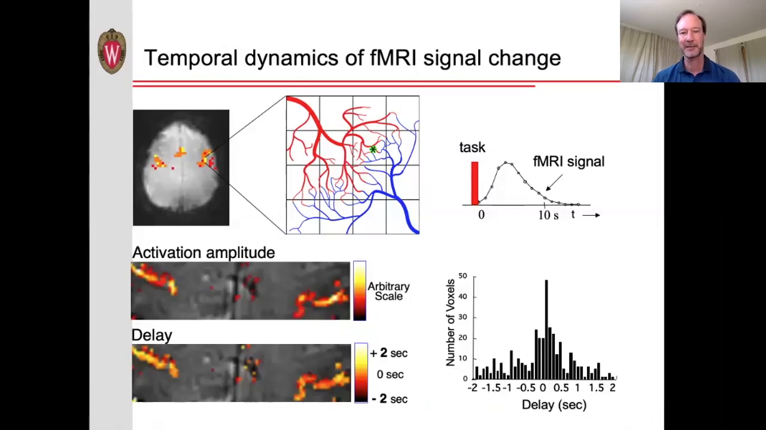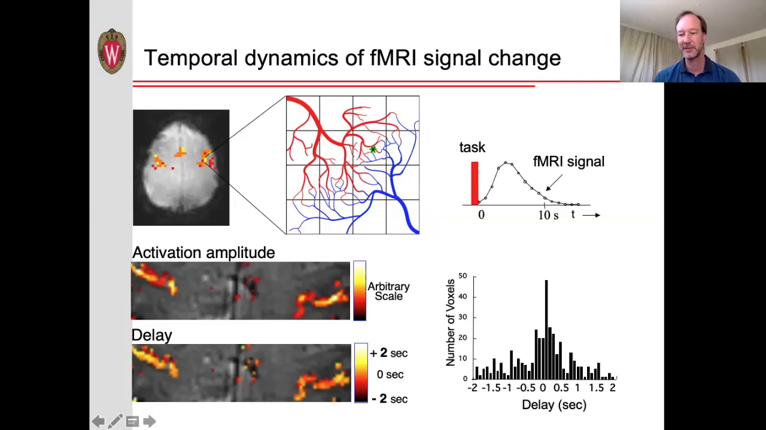Another important aspect of the temporal dynamics of the fMRI signal is the variations in the latency of this response. What I'm showing on the left is the activation amplitude, and below it the delay in that response, that is the latency of that fMRI signal change. In general, we see some hotspots in terms of the activation amplitude, and these typically correspond to larger vessels. You also see some hotspots in the delay. But importantly, note the range here. This is plus minus 2 seconds. This is much larger than anything we would expect based on actual differences in the neuronal activity.